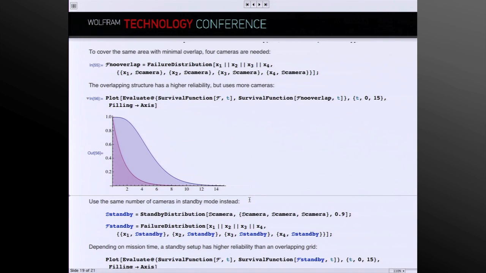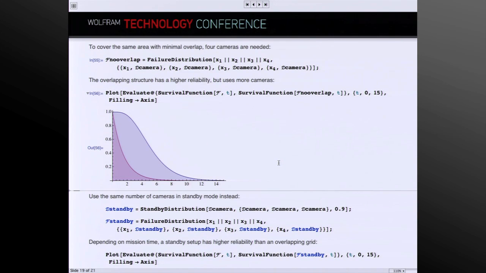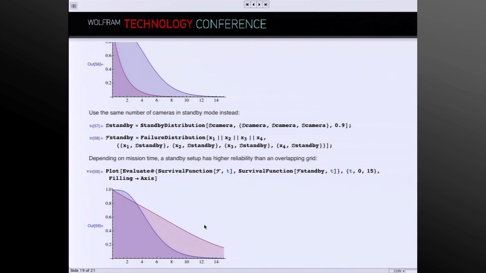But you know, when you're constructing that big system, you're using a lot more cameras. So an interesting question is, what will happen if we use those redundant cameras in standby? All right. So what we'll see here is that it will depend on the mission time for the system, which will be the better system. This takes a second to evaluate, but here you can see the blue one here is for the consecutive system, and the red one is for the camera system with standby cameras.